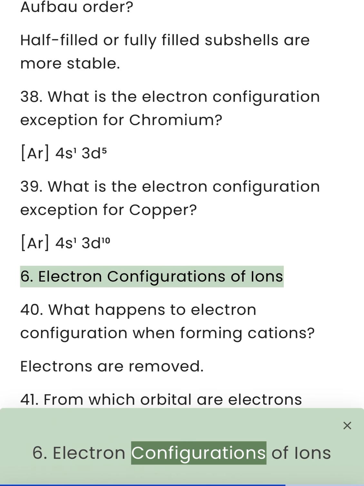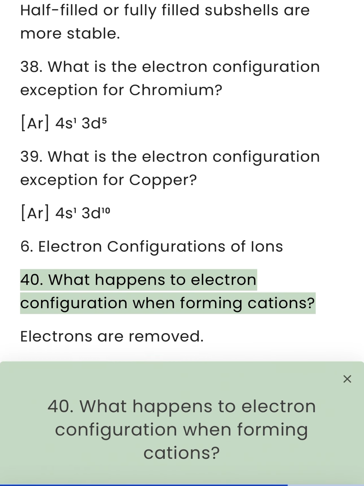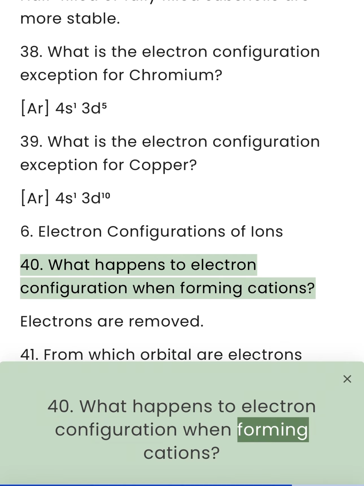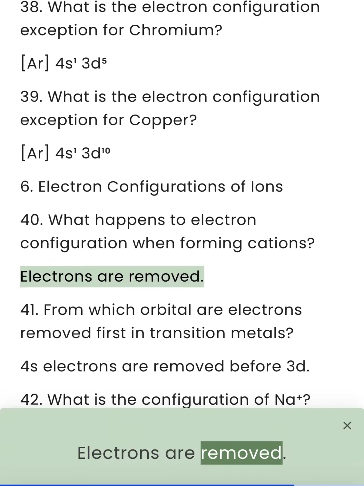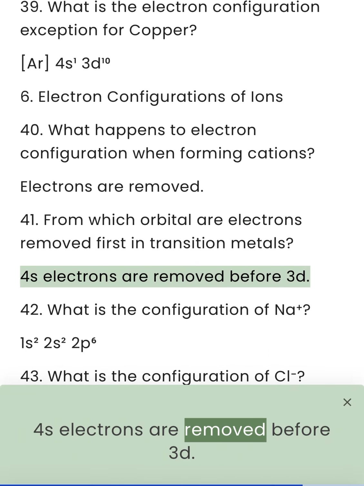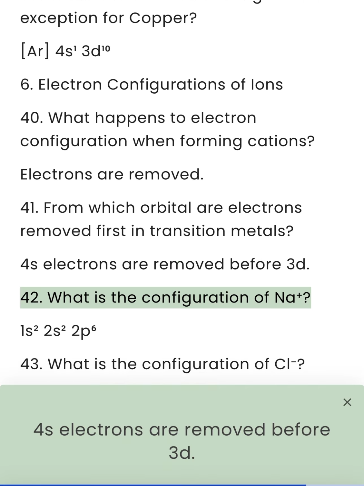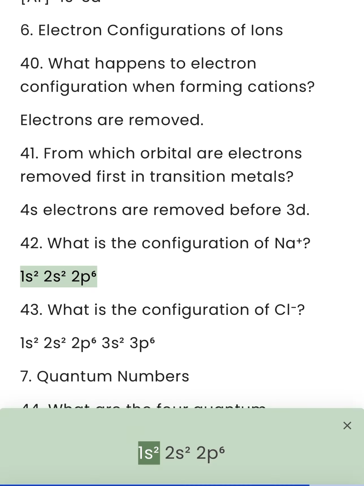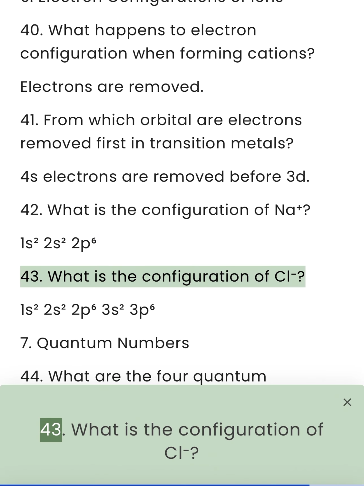6. Electron configurations of ions. 40. What happens to electron configuration when forming cations? Electrons are removed. 41. From which orbital are electrons removed first in transition metals? 4s electrons are removed before 3d. 42. What is the configuration of Na+? 1s^2 2s^2 2p^6. 43. What is the configuration of Cl-?